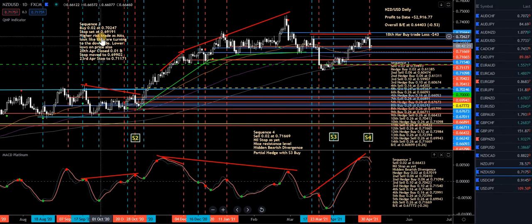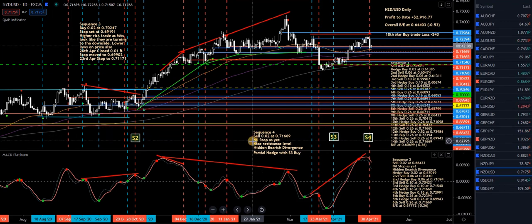Notes are up here on the left. So I took a buy there. I've already closed half and it stops in there. So I've locked in profit on that. So it gives me a partial hedge on the new sequence 4 trade. If you're only trading the right side of the charts, that's sequence 4. You can see my notes here.